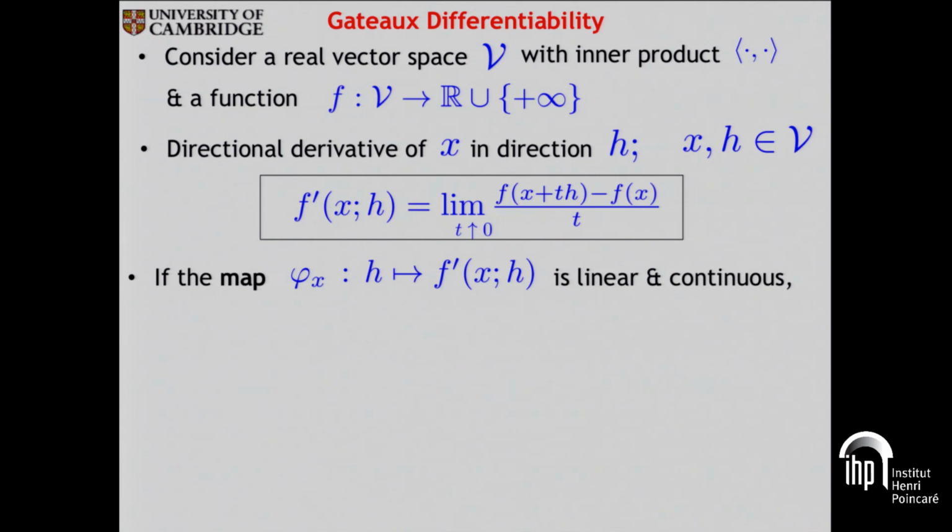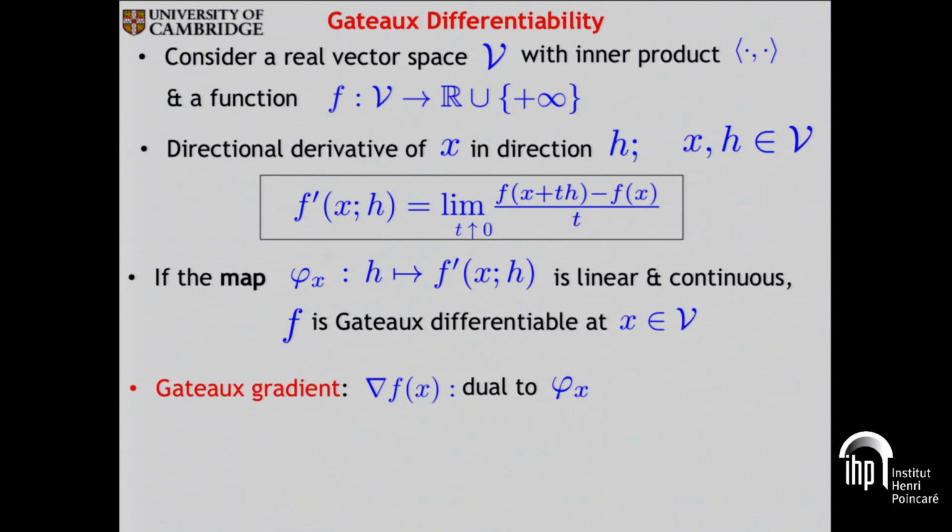And if the map phi of x, which takes h to this f prime x of h, is linear and continuous, then f is Gateaux differentiable at x belonging to V. And the Gateaux gradient of it is denoted like this. It is just the dual to phi of x with respect to this inner product. So the inner product of nabla f of x and h is phi x of h. So this is the Gateaux gradient. That was Gateaux differentiability, and we'll talk about classes of Gateaux differentiable functions in a minute. These include the von Neumann entropy, the Renyi entropies, and the conditional entropies, for example.